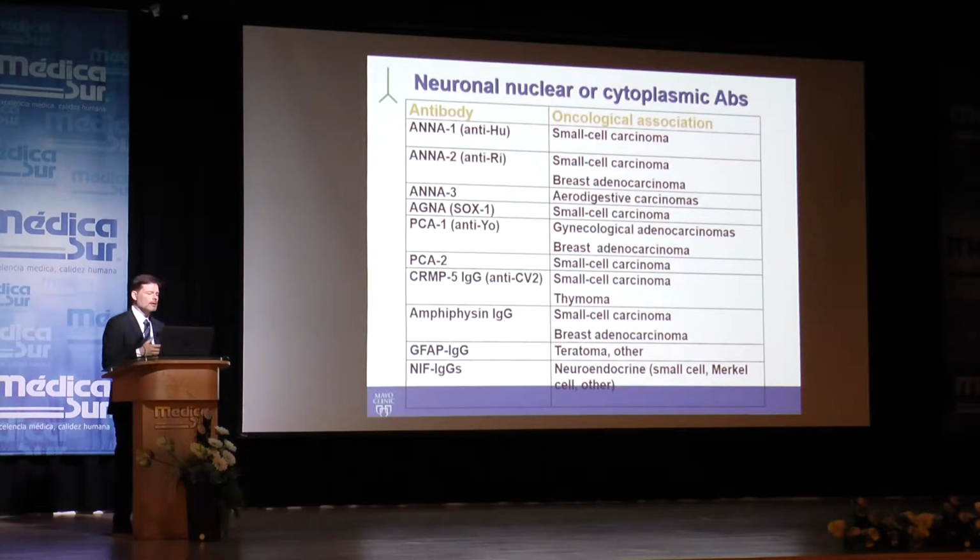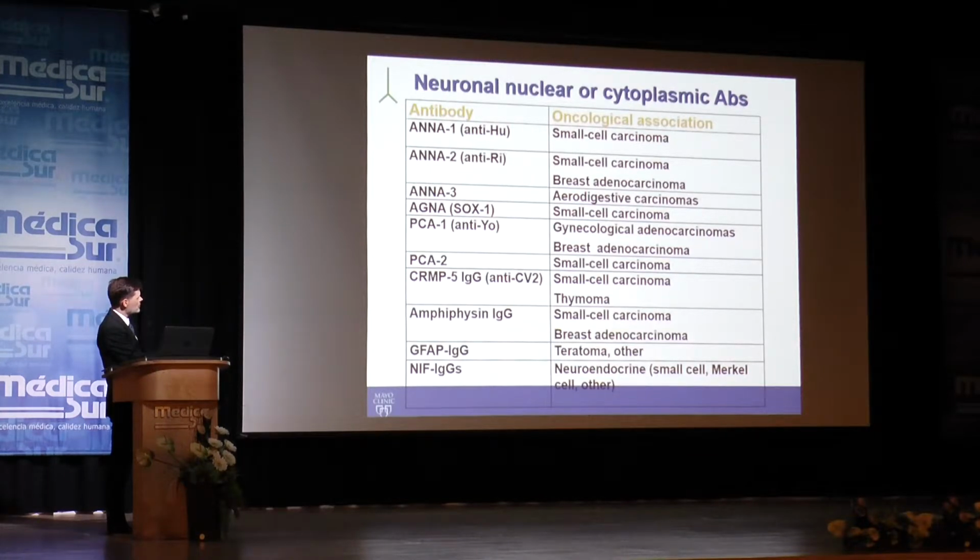Well, in the context of the neuronal antibodies, the ones that are in the cytoplasm or in the nucleus of the cell, you can see that some of these are the classic paraneoplastic antibodies, anti-Hu, anti-Ri. At Mayo, these are called ANNA-1 and 2. Anti-Yo, which is the PCA antibody associated with cerebellar degeneration. And you see that cancer is associated with all of these.